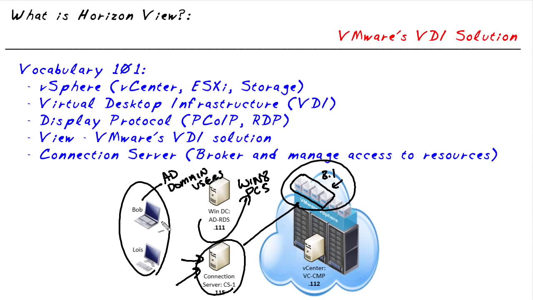So Bob or Lois would connect to the connection server, they would authenticate, and then could proceed to connect to those resources, which in this example are virtual machines running in the data center. And that, my friend, is an introduction to Horizon View, as well as a few of the components that make up this VMware virtual desktop infrastructure.